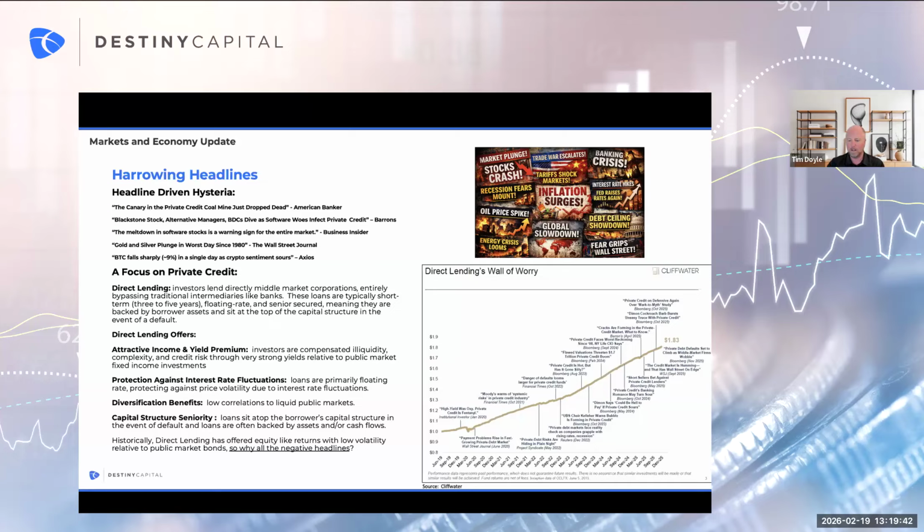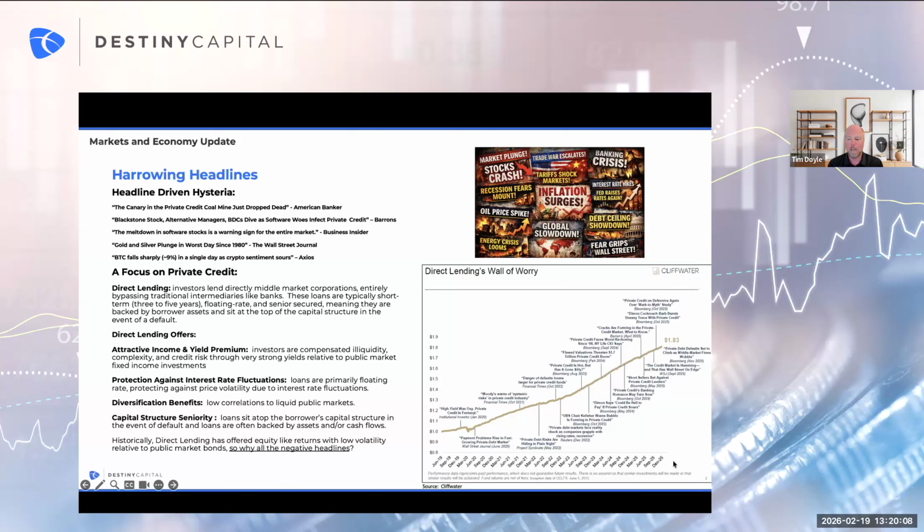When we talk about private credit, there's a lot of strategies and sub-strategies that fall under that umbrella. And what we're going to focus on is by far the most popular element of private credit, and that's direct lending. So direct lending is where investors lend directly, hence the name, directly to middle market corporations. They're entirely bypassing traditional intermediaries like banks.